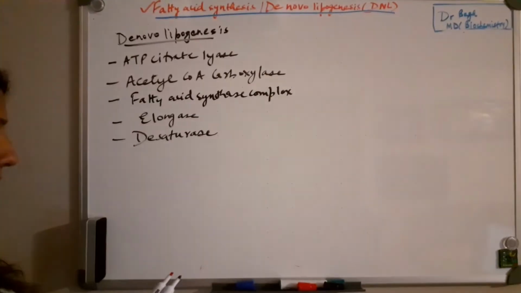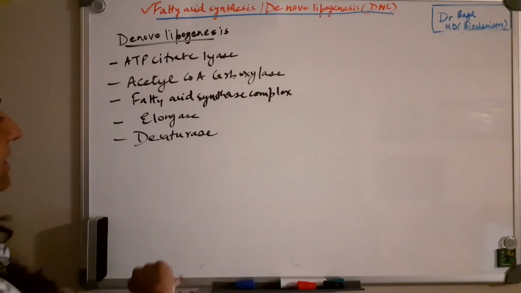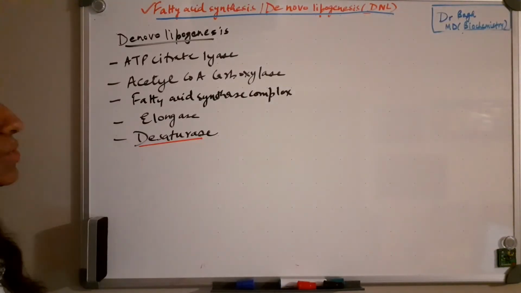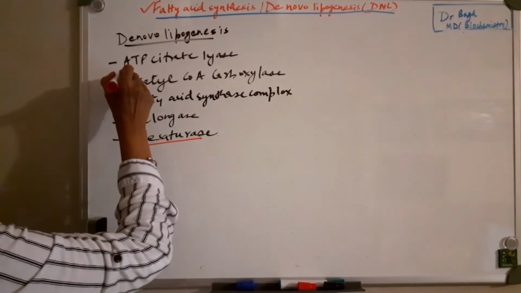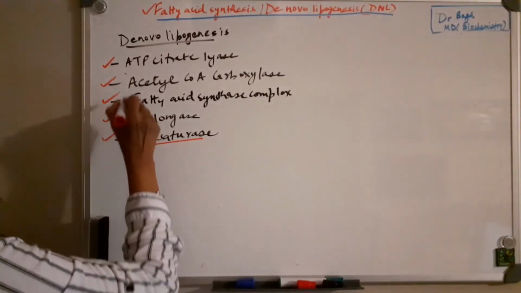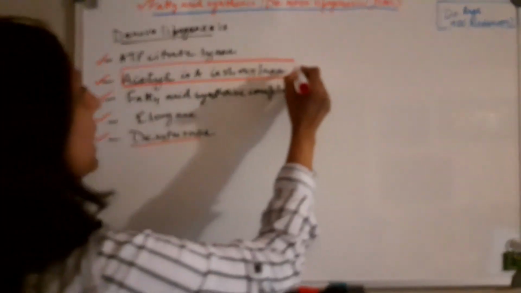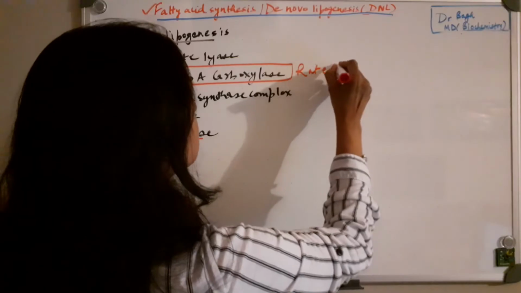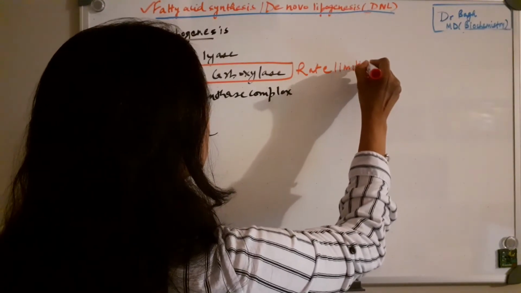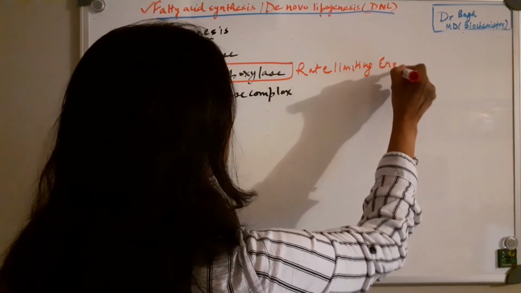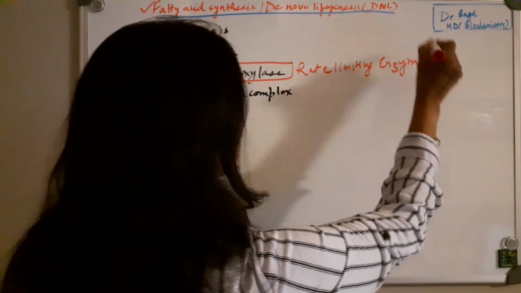You know that you cannot add a double bond, which is desaturation, beyond position 9. That's why there are some fatty acids which are essential in your body. Now, these are all the list of the lipogenic enzymes, but you must know that acetyl-CoA carboxylase is the rate limiting enzyme. As I told you, rate limiting enzyme, or committed step, or committed enzyme of the pathway.